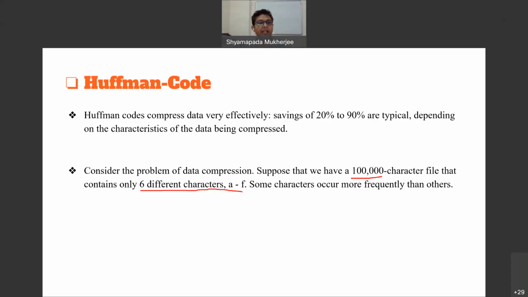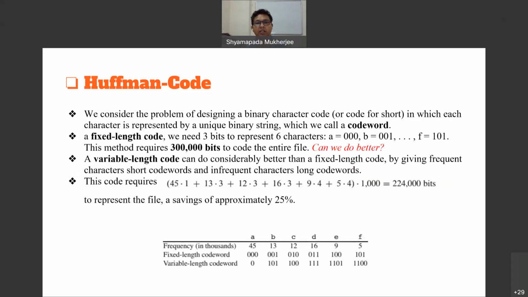There are mainly two approaches. One is called the fixed length code word and another is the variable length code word. Code word means the binary representation of each character. Fixed length code word means that if we have 6 different characters, we can use log of 6, which gives at least 3 bits. So for each character we need to use 3 bits to encode the different characters.